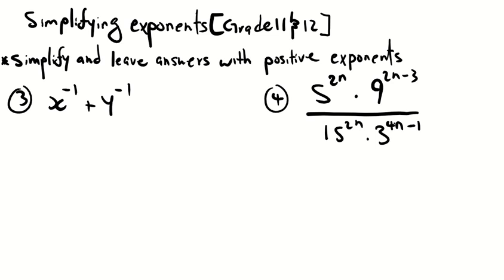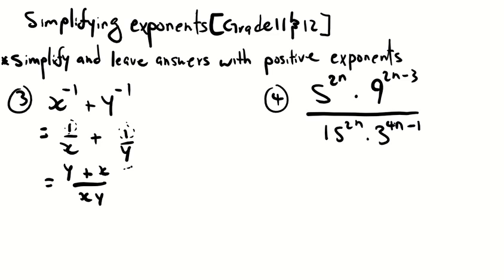Okay, in this example, number 3, we have x to the power of negative 1 plus y to the power of negative 1. The answer will simply be 1 over x plus 1 over y. But then again, we need to simplify this. So the common factor here, the LCD, will be xy. So x goes into xy and leaves y. So y multiplied by this one here is going to be y. Y goes into xy and leaves x. X multiplied by that one there is going to be x. So that's what you will end up getting as your answer.